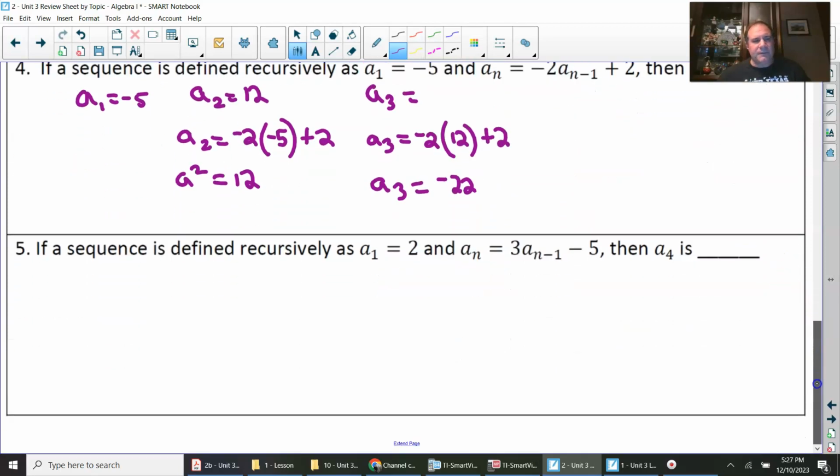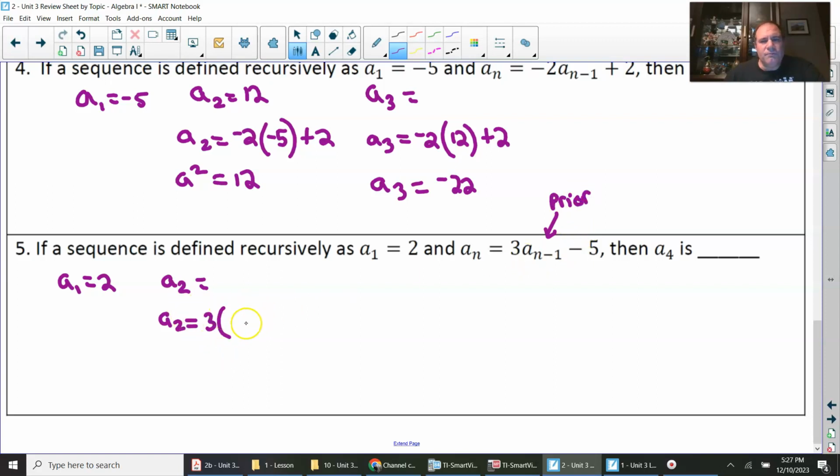All right. If a sequence is defined recursively again, a sub 1 is 2. And now this is the formula. So a sub 2, we don't know what that is yet. A sub 2 equals 3 times a sub 1. This is the prior term. So a sub 2 minus 1 is a sub 1. So I'm putting 2 in for that whole thing. Minus 5. So a sub 2 is 6 minus 5, which is 1.